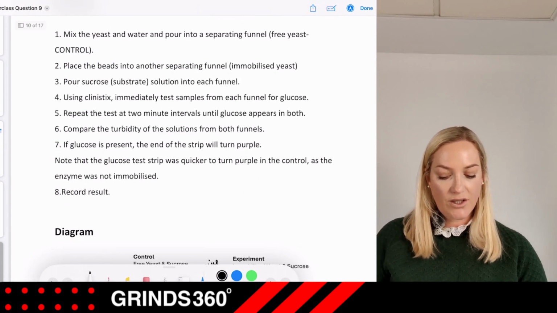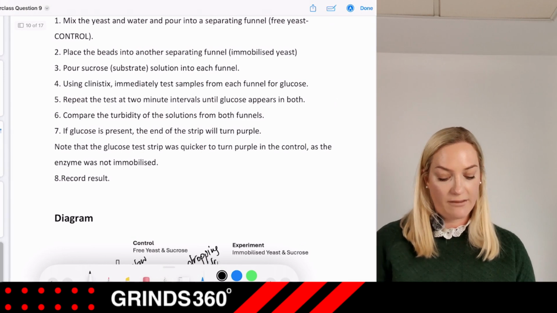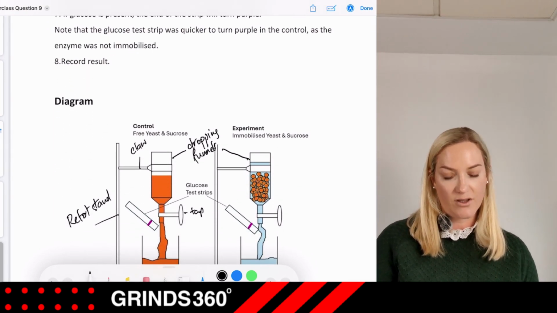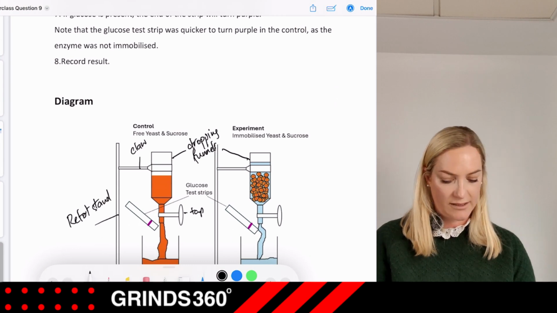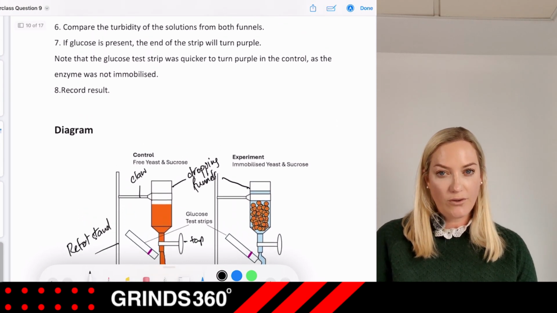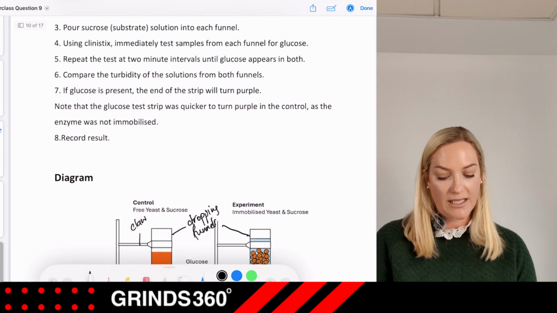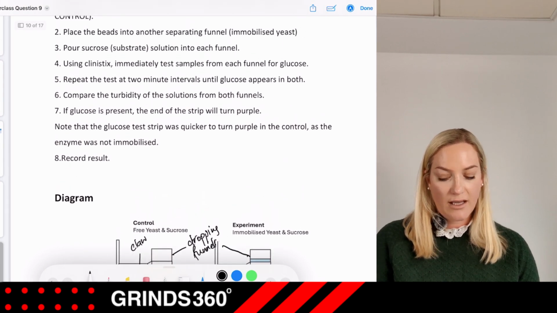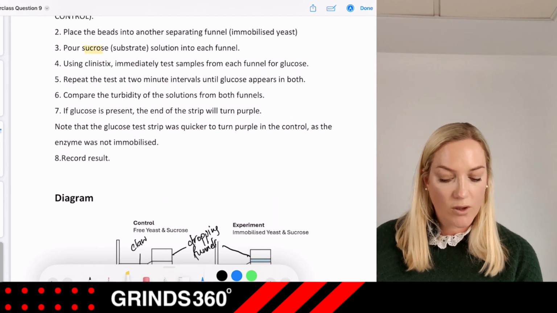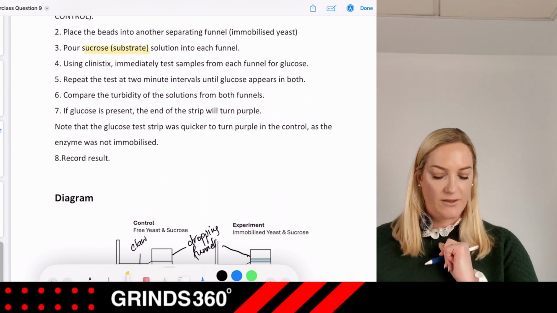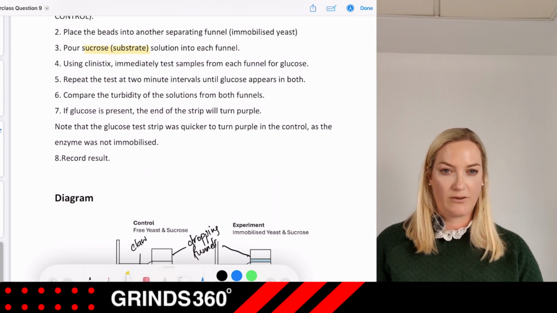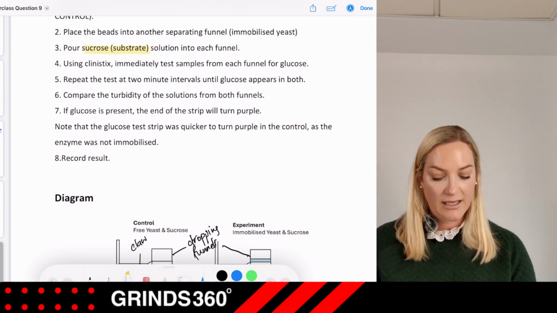So into your one separating funnel, you're going to put your immobilized enzymes. I said dropping funnel, I meant separating funnel. I have to fix that. Your immobilized enzymes. Into your control, you're going to put that free yeast solution. To both, you are going to add sucrose. Sucrose is the substrate here. So we're going to add sucrose, and the product that we want to get is glucose.